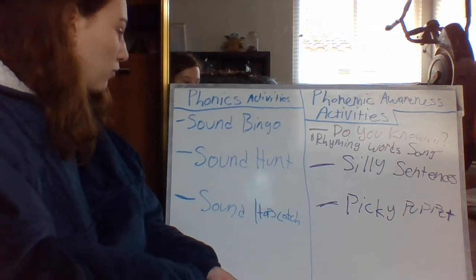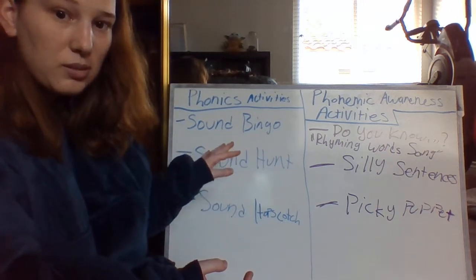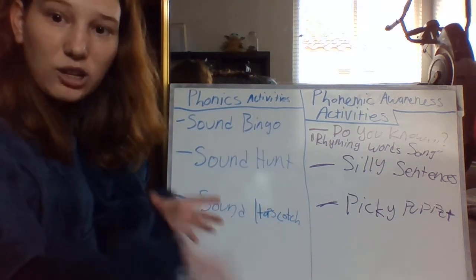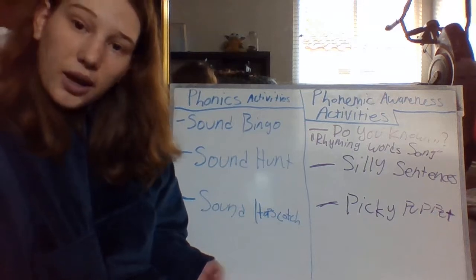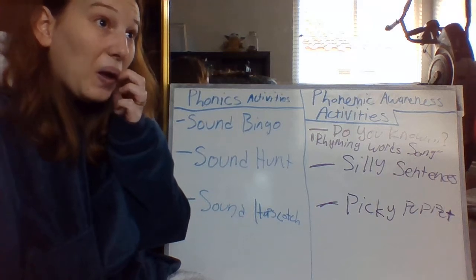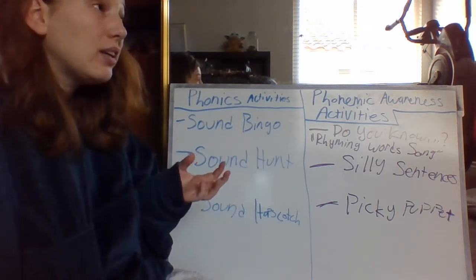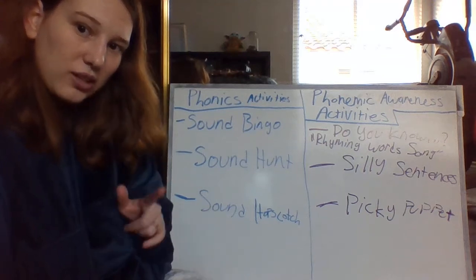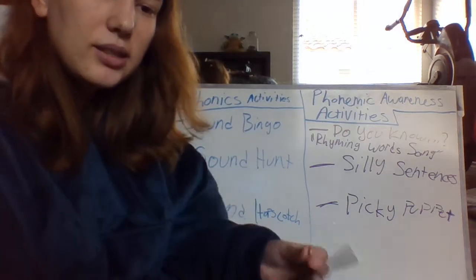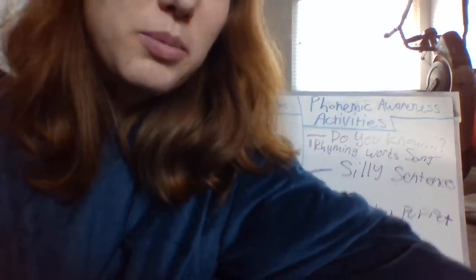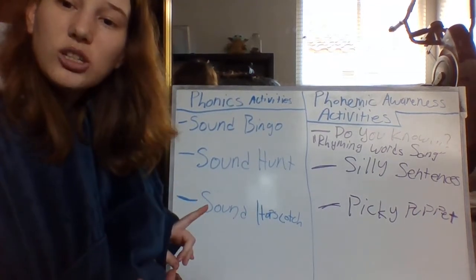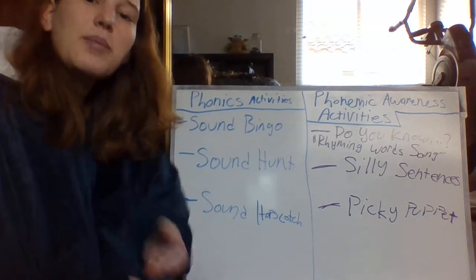Next phonics activity would be sound hunt. Sound hunt is very similar to sound bingo, only instead of calling bingo, they're doing a scavenger hunt. And you can do this in the classroom or even outside if you want to make it a little more fun, because kids like to go outside. So with sound hunt, you call out the sound, and the students have to walk around the area that they're in. Essentially, they have to find an object that has that sound at the beginning of the word.